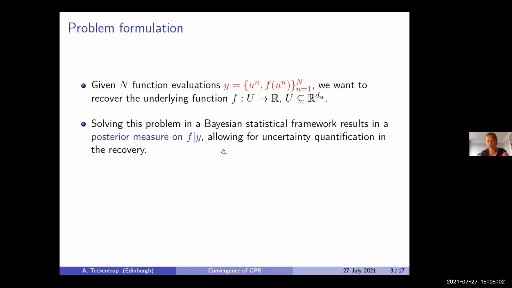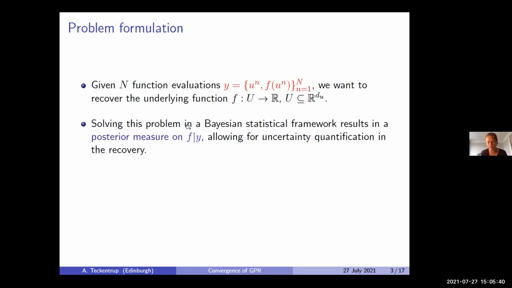Okay. So that is the problem that we want to solve. We're going to solve it in a statistical framework, in particular a Bayesian statistical framework. What that gives me as a result is a probability distribution on my unknown function f, given the observed data y. In particular, in the Bayesian framework, this probability distribution is called the posterior distribution, posterior measure. Okay. So what that allows me to do is to have some uncertainty quantification in my recovery. It doesn't just tell me something about what I think f is, it also tells me something about how certain I am what f looks like.